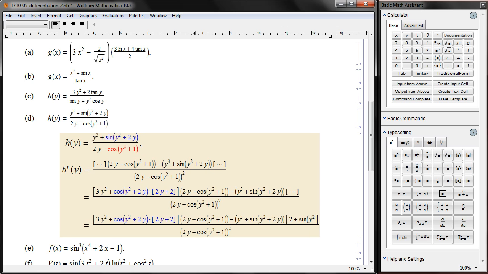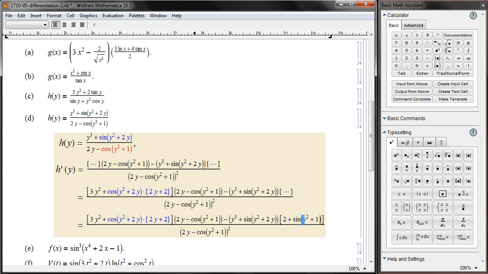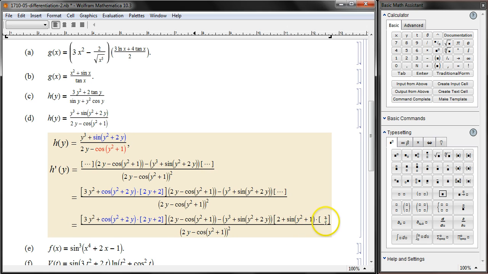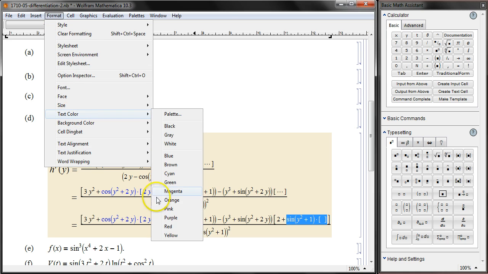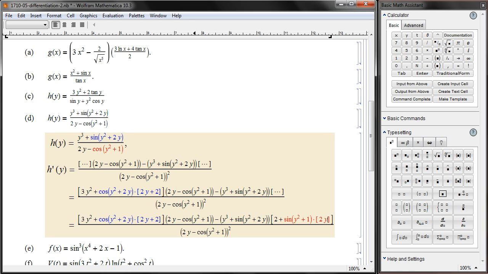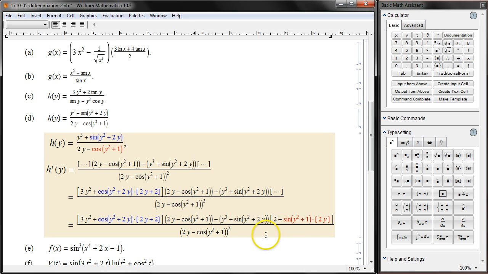Inside never changes. And then I have to multiply the derivative of the inside. That's how the chain rule works. Let's go there. Derivative of cosine, that's negative sine, so we have a sign change. Inside never changes. Okay. And then the derivative of the inside, which is 2y, and is that complete?